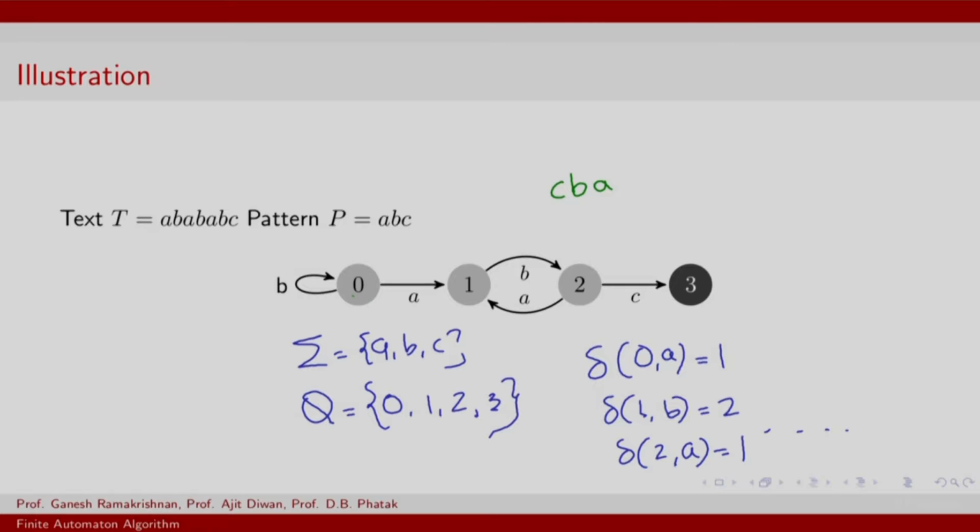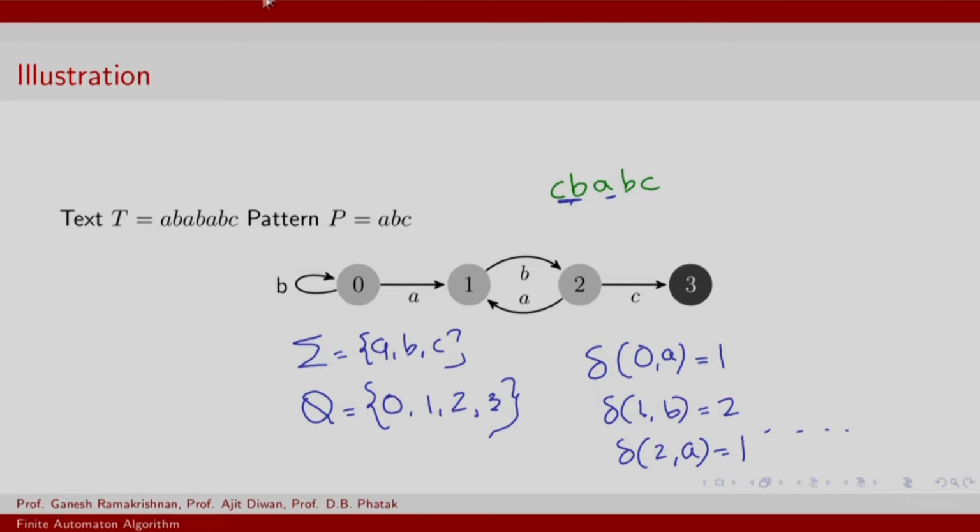So on C there is nothing you can do here, on B you keep looping back here, on A you move to 1, from where you move to 2 on B, and from 2 you move back to 1 on A. So if I had CBA, BC, I will start with 0, not move away from 0 until I see this A, and then B and then C, you will be in the accept state 3.